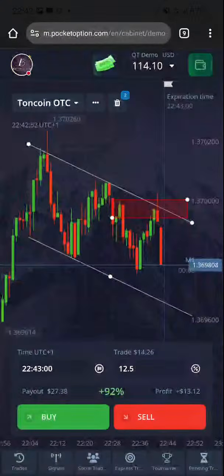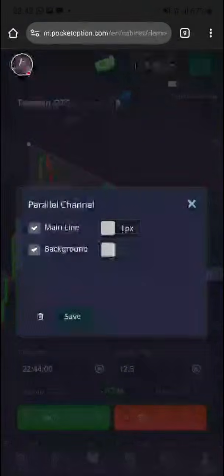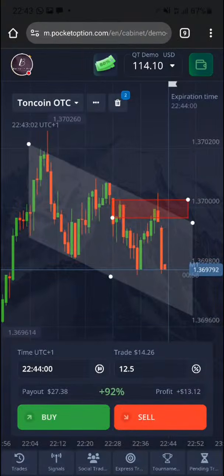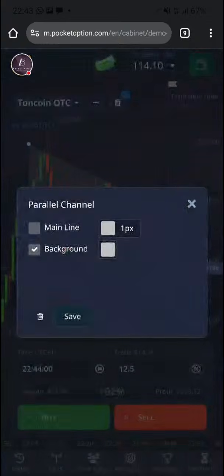Basically, if you're wondering what I did there, I removed the background. You can remove the line too, and just have this, but I prefer removing the background so that you understand.